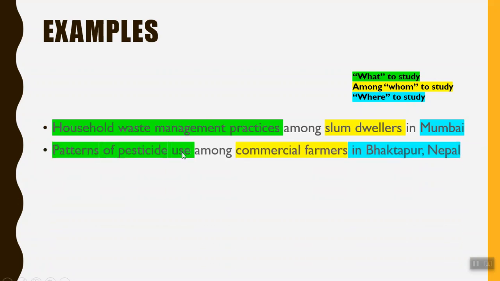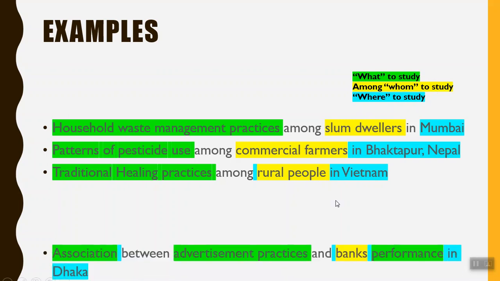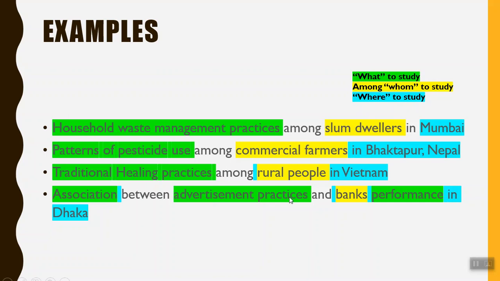The next example of a topic is patterns of pesticide use among commercial farmers in Bhaktapur, Nepal. So patterns of pesticide use is the issue, commercial farmers is the population, and Bhaktapur, Nepal is the place. Similarly, traditional healing practices among rural people in Vietnam. So traditional healing practices is the what component, rural people is the population, and Vietnam is the place. Association between advertisement practices and banks' performance in Dhaka. So you measure the association between advertisement practices and performance, the banks is the population, that is the whom, and Dhaka is the place.